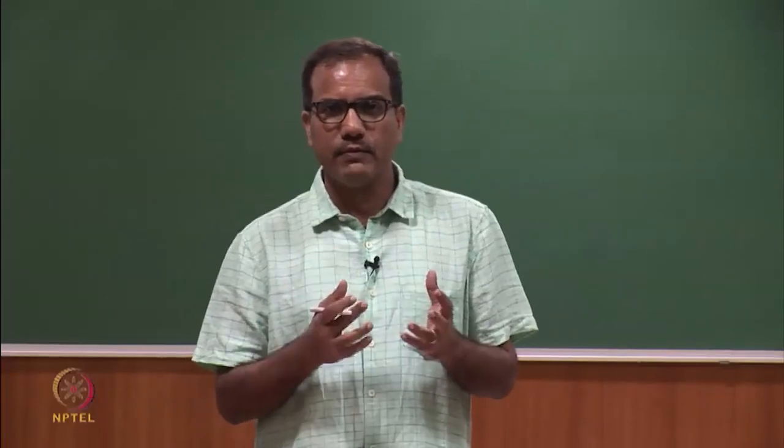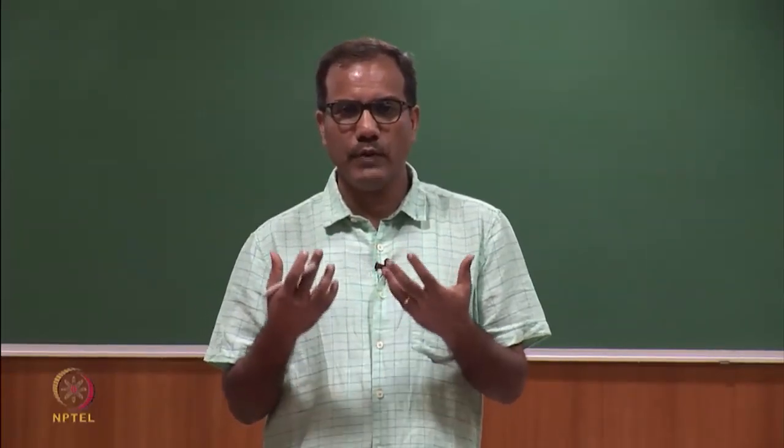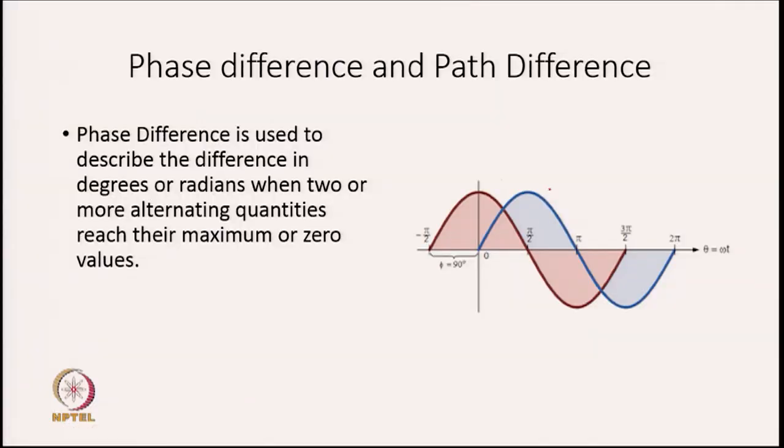Now, let us think about what phase difference is, and what path difference is. Consider two waves shown here, one in blue and one in red. What is the phase difference? Phase difference is used to describe the difference in degrees or radians when two or more alternating quantities reach their maximum or zero value. These two waves reach their maximum at these two positions, and the difference of phase between these two points is called the phase difference between the two waves.